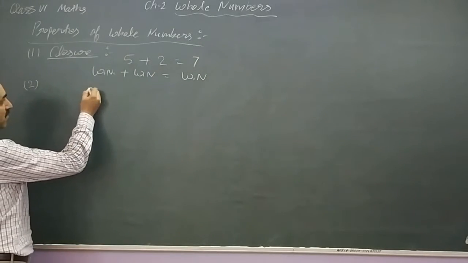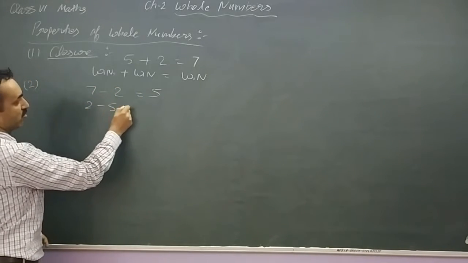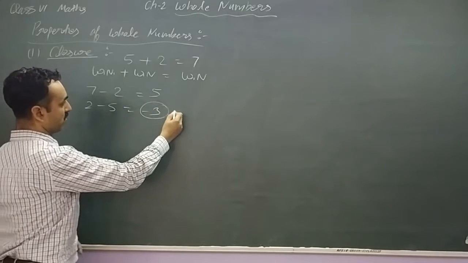Now we'll check for subtraction. Suppose 7 minus 2 is equal to 5. But 2 minus 5 is equal to minus 3. So this is not a whole number.